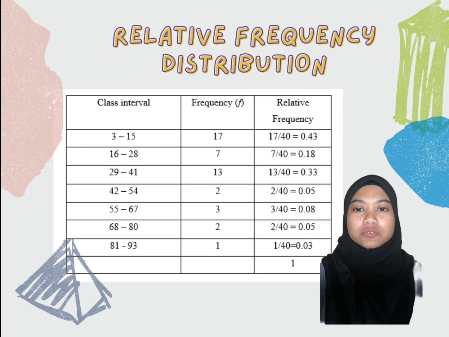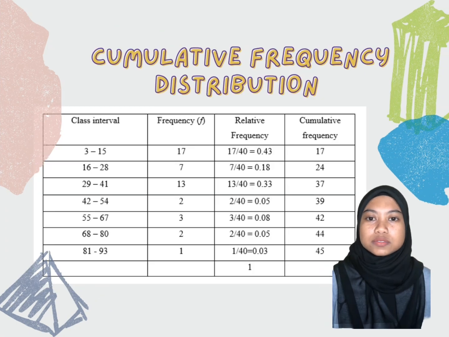Next, we go to the relative frequency distribution. For this relative frequency, we get it by dividing the frequency of each class by the total frequency. After that, we sum up the values that we calculated from relative frequency, and it will be equal to 1. This slide shows the cumulative frequency distribution. To get this cumulative value, we need to add the current frequency to the previous frequency.